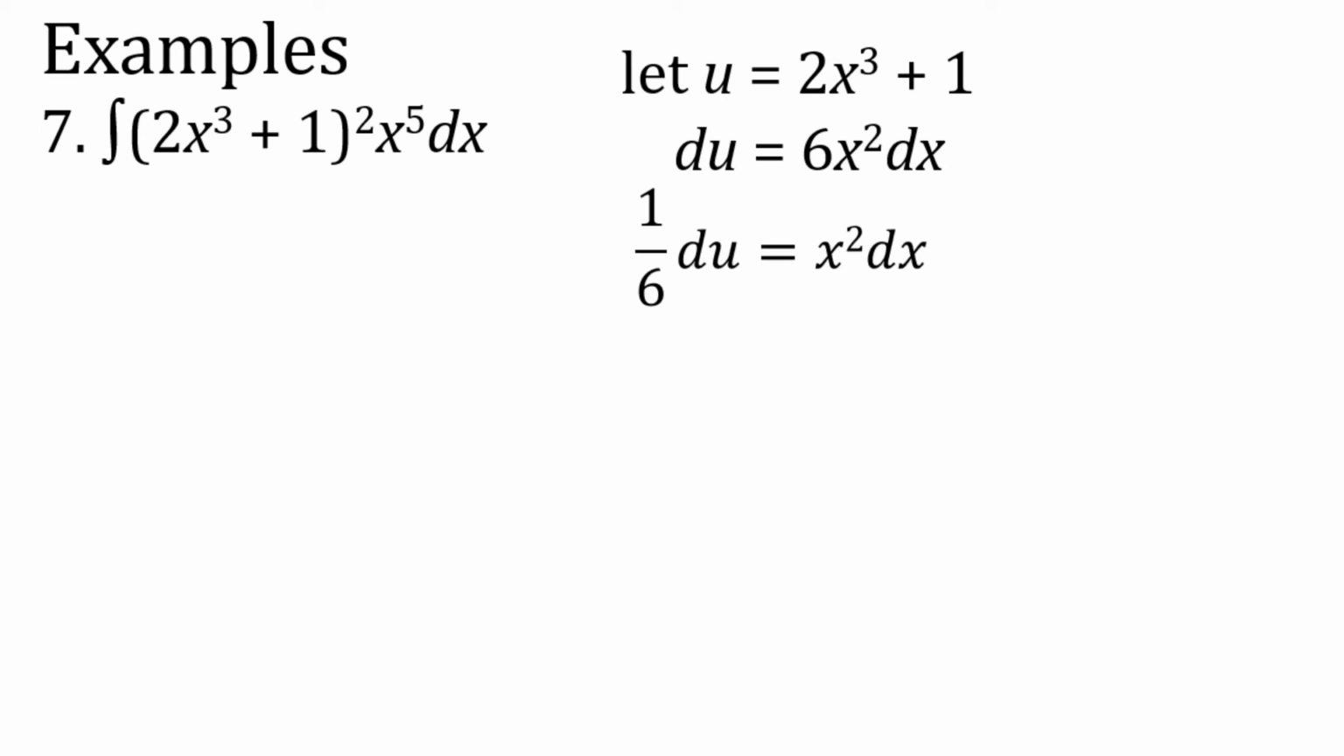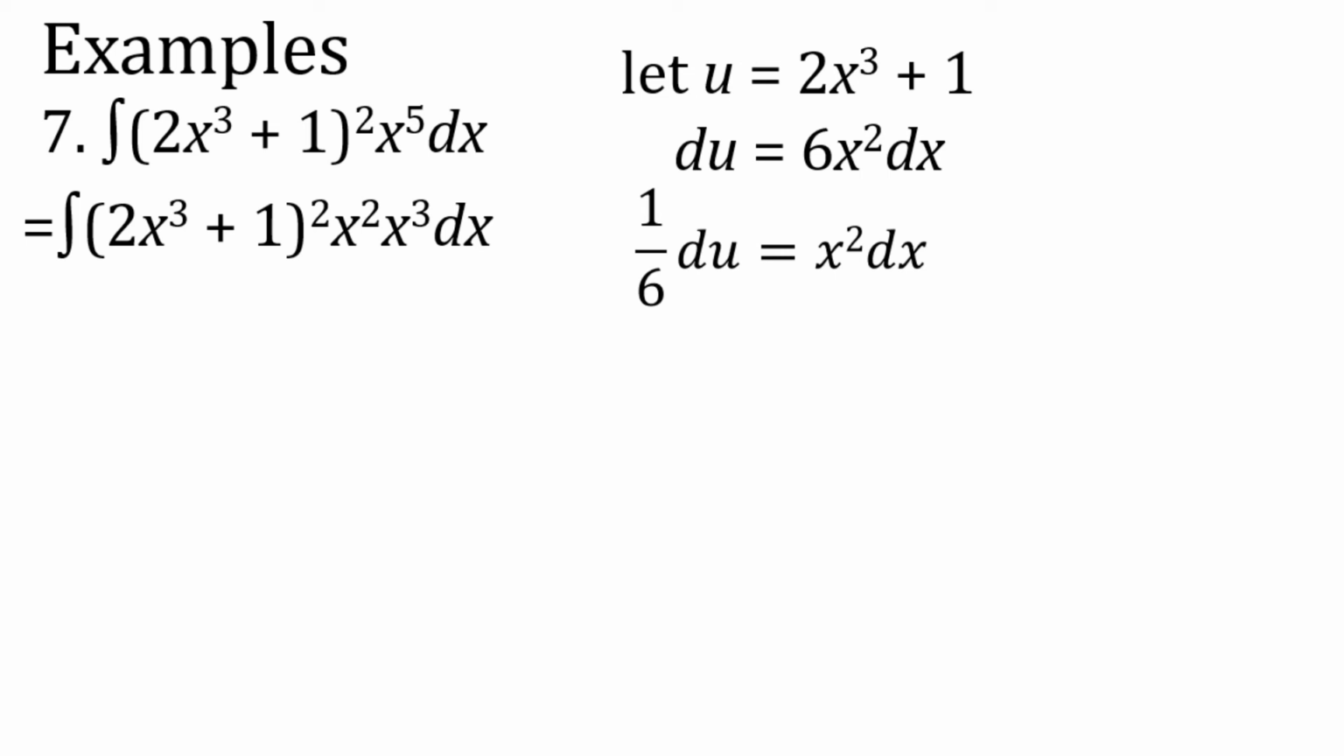Actually, there is an x squared hidden here. Let us show the x squared. So our given can be written as the integral of (2x cubed plus 1) squared times x squared times x cubed dx. So as you can see, there is an x squared dx now. We have now our u, our 1/6 du. So there is x cubed. We're going to get x cubed.